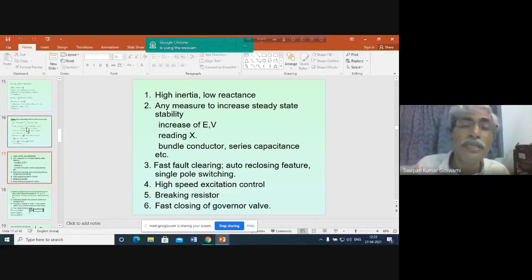So remaining points I shall be discussing in our next class. It will be reducing x, not reading x, reducing x.